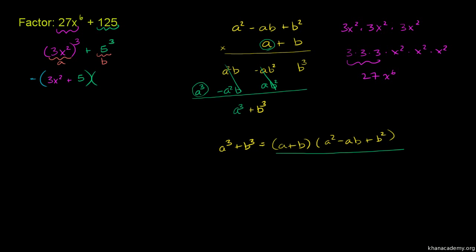Let me do this in a new color. So 3x squared squared. Let's think about that for a second. 3x squared squared is going to be 9x to the fourth. So it's going to be times 9x to the fourth minus the product of these two things. So minus the product of 5 and 3x squared, so minus 15x squared. And then finally plus b squared. B is 5, so it's going to be 5 squared, so plus 25. And when I say b, this is b, not the whole 5 to the third. And when I say a, just this part is a.